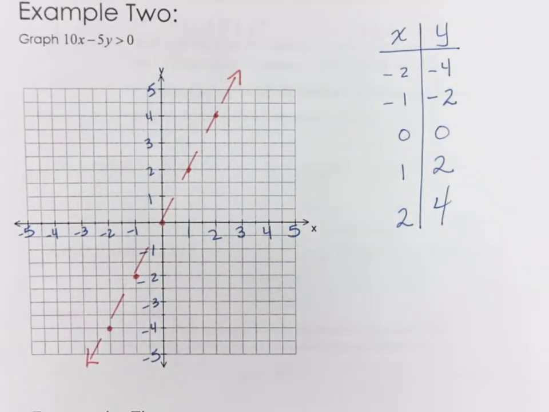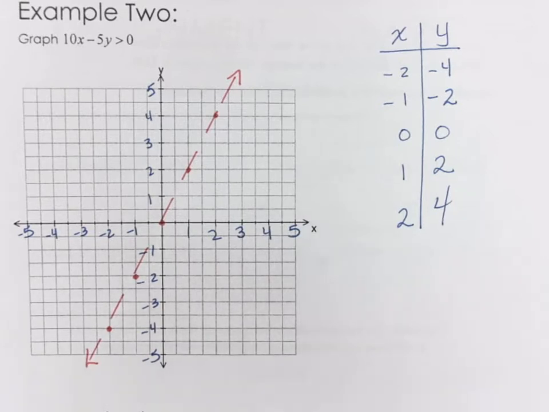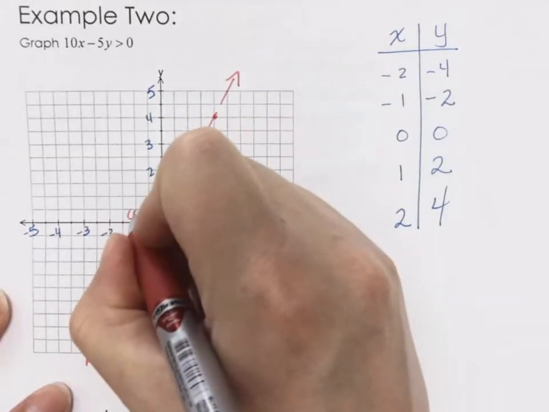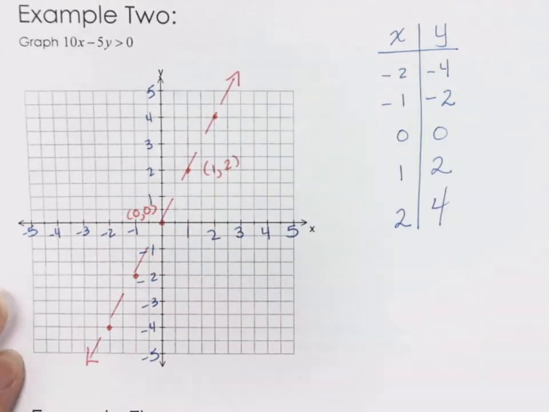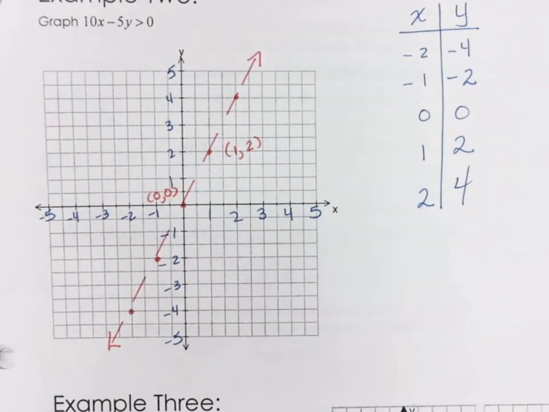What did I forget on the last one? What didn't I do? I didn't label 2 points. Always, on every graph. Always and forever. Okay, there, I got 2 points labeled. All right, so I've done my boundary.